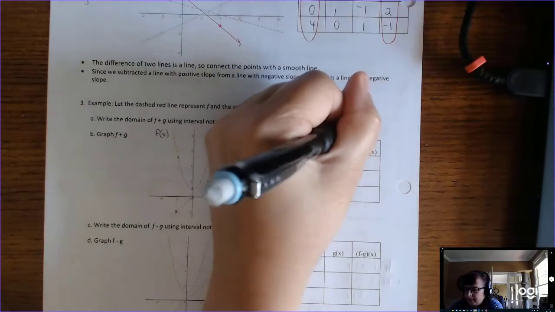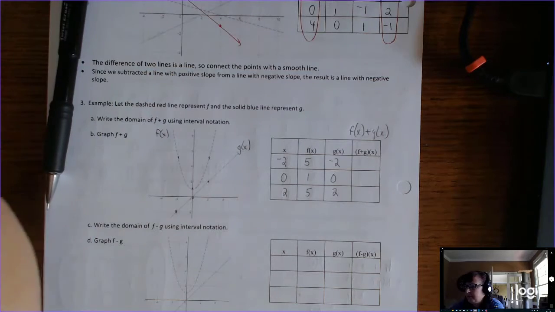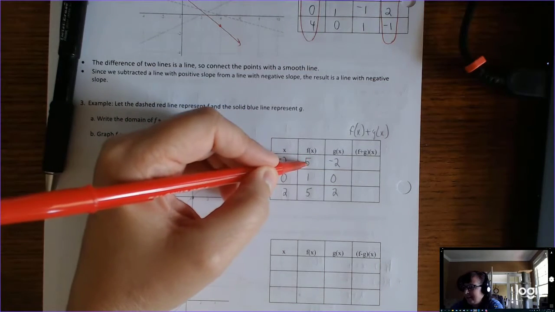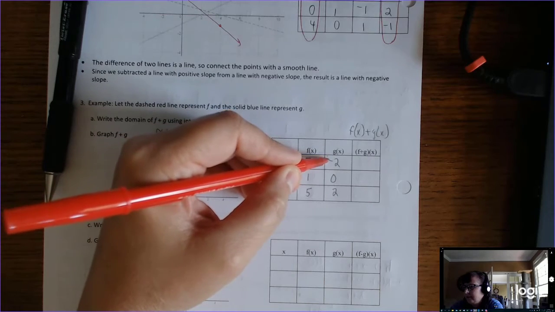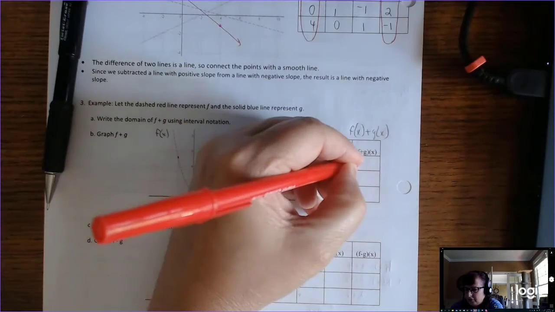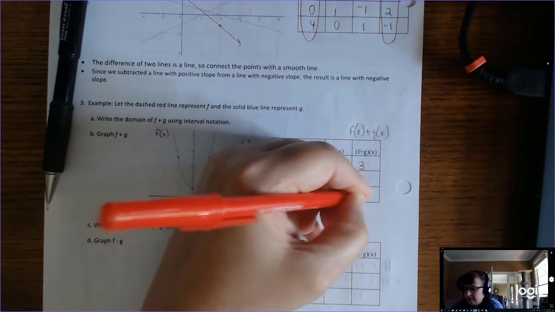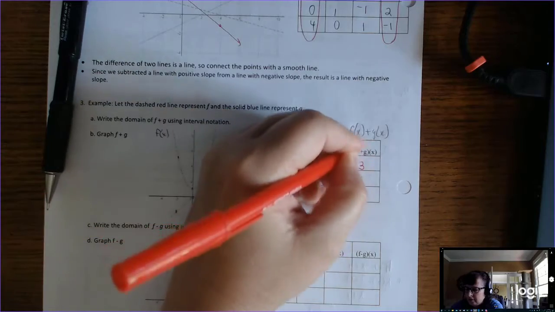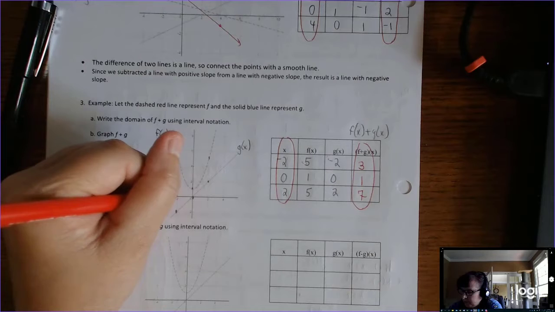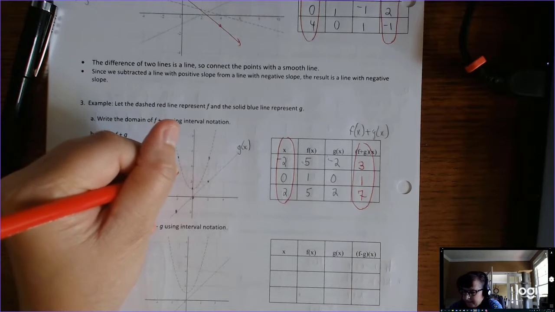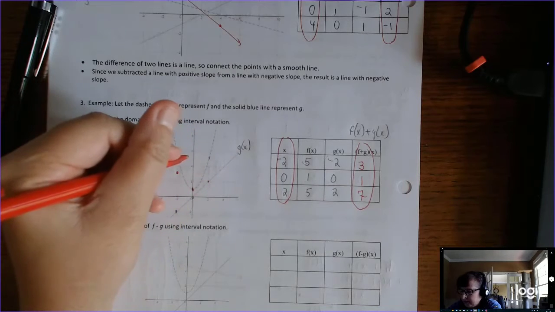Okay, so if we want to find f plus g of x, that's the same thing as adding f of x plus g of x. So f of negative 2 is 5 plus a negative 2. 5 plus negative 2 is 3. 1 plus 0 is 1. 5 plus 2 is 7. So these are my ordered pairs. All right, let's graph that. So we have negative 2, 3; 0, 1; and 2, 7.